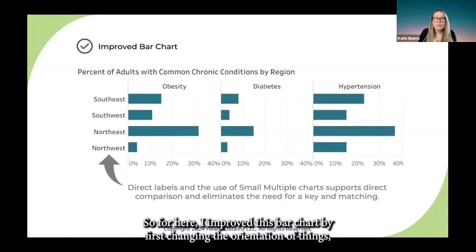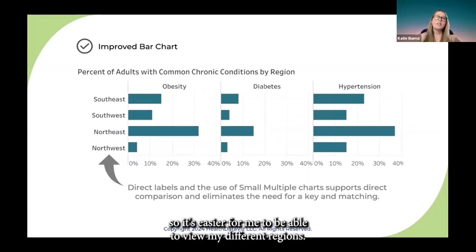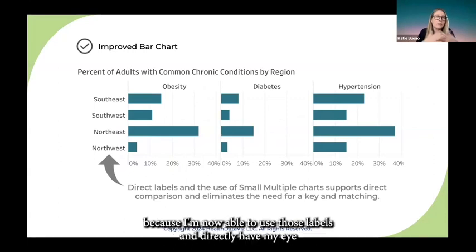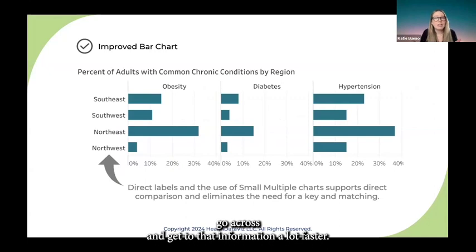So for here, I improved this bar chart by first changing the orientation of things so it's easier for me to be able to view my different regions. And I don't really have color to distinguish the different regions because I'm now able to use those labels and directly have my eye go across and get to that information a lot faster.